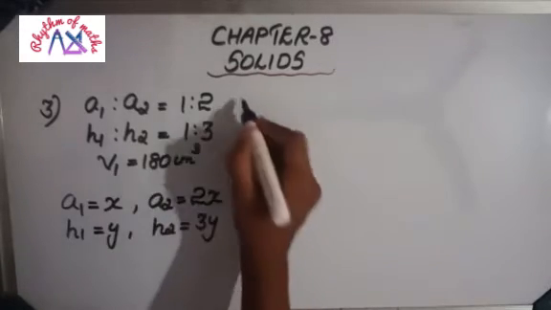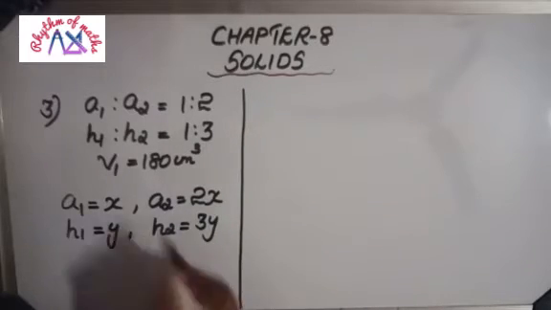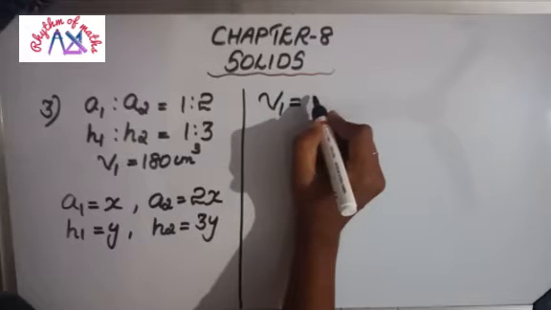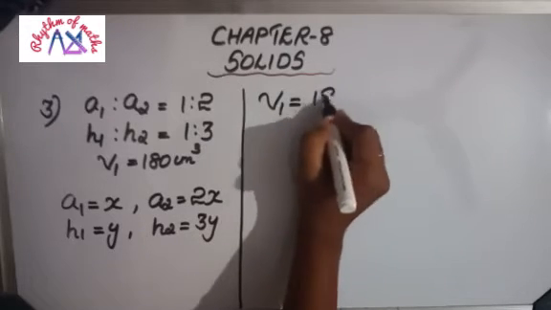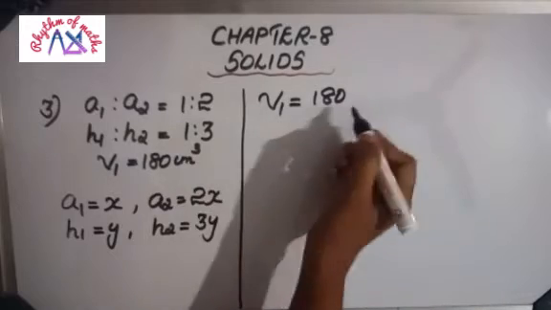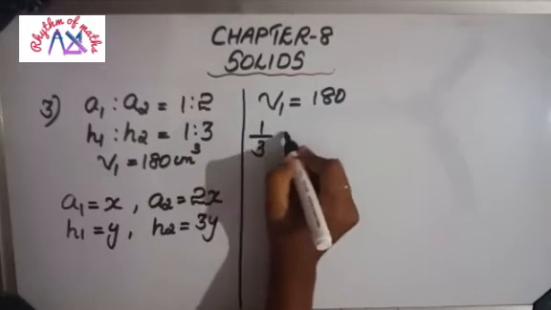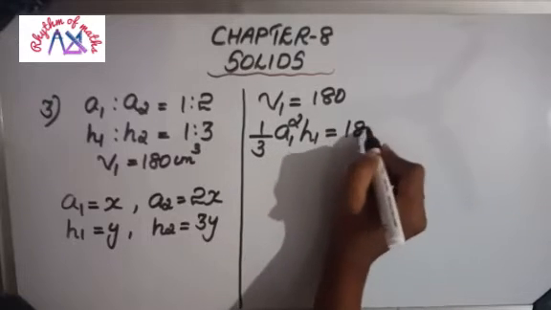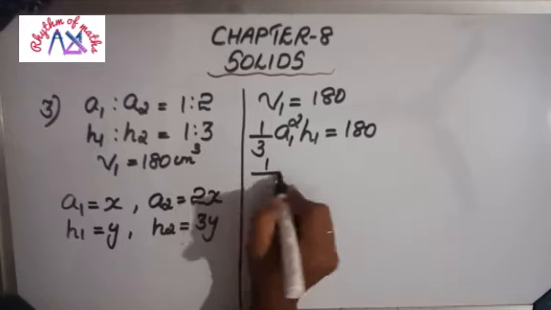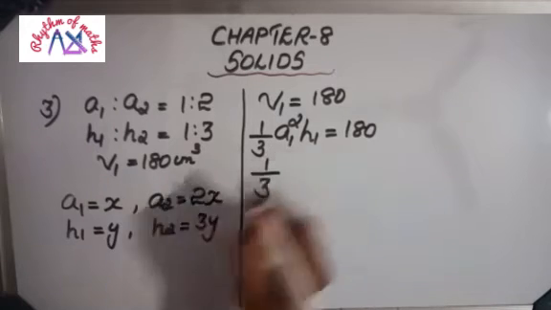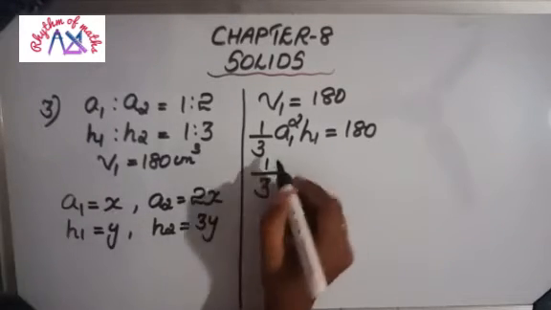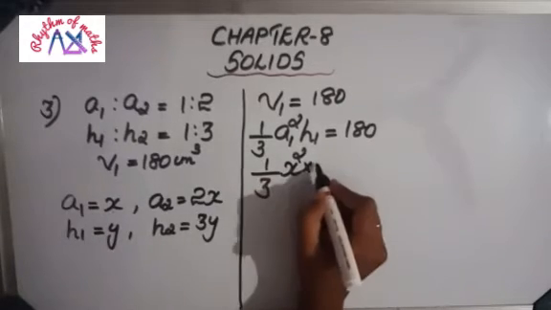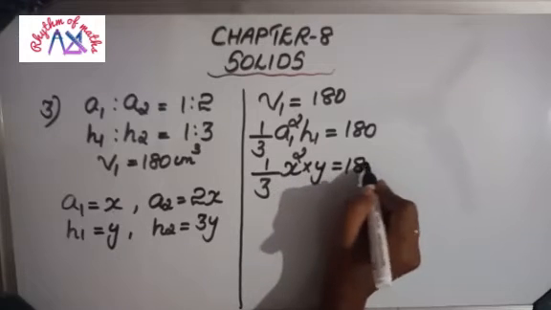So let's start from the first volume, because that is the only measurement given, V1. So V1 equal to, what is the equation? V1 equation is 1 by 3 A1 square H1. So 1 by 3 A1 square H1, that is 180. It is already given. Now let's apply the values. That is 1 by 3, A1 is x here, so x square, into H1 which is y. So y equal to 180.